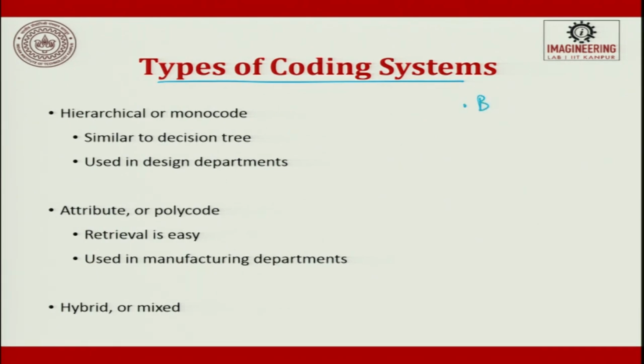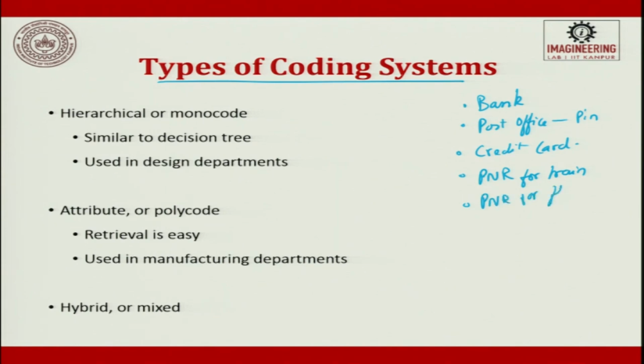I gave you an example of a bank, they follow a coding system. You look at the post office where the PIN code is a code. Then you will have a credit card where again they have a coding system, how many digits, whether to have alphanumeric. You take the PNR for the train, they will have so many digits which are fixed. You take the PNR for a flight, it will be there. So, all these things are examples of coding systems, and they will all be unified such that they can be accepted by any system. Okay.